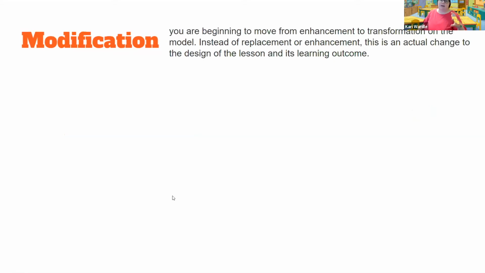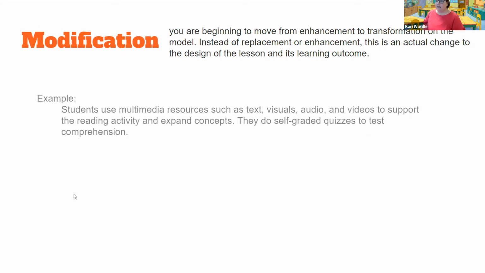But then, if you noticed on that first little ladder, these two are the transformation. The next two are really where things start to be transformational, where technology is not being used as a replacement, it's actually enhancing. An example of that is multimedia resources to support the reading activity.